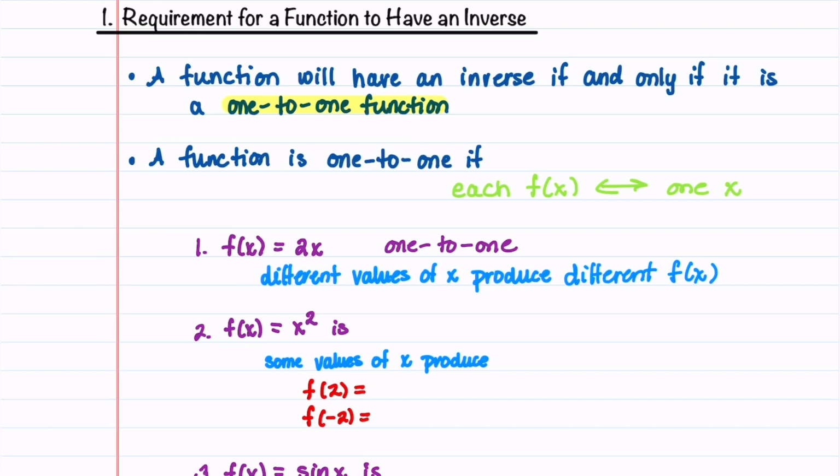In our second example, f of x is equal to x squared. For this function, some values of x produce the same value of f of x. We can see that if we look at f of 2 and f of minus 2. F of 2 is 2 squared, or 4. F of minus 2 is minus 2 squared, or 4. Two different x values, 2 and minus 2, produce the same f of x value of 4. Because of that, we say that f of x is equal to x squared is not one-to-one.